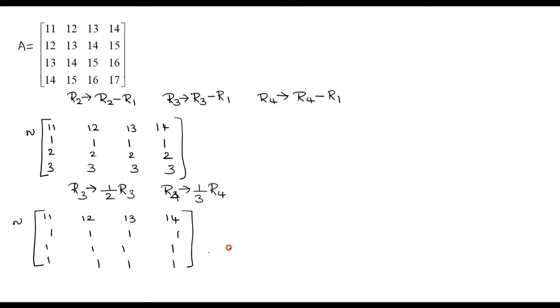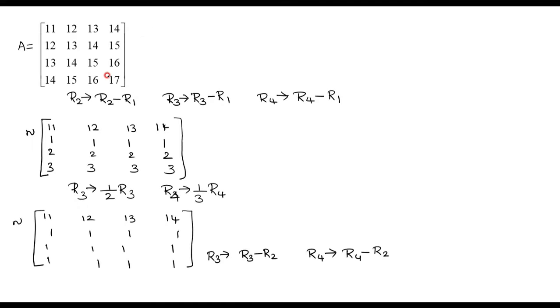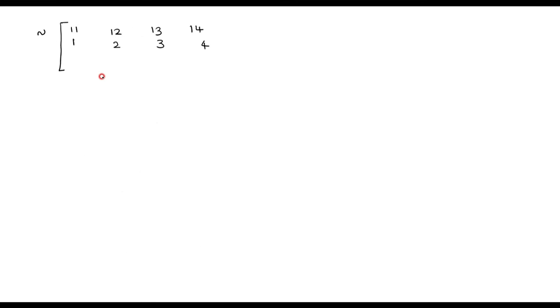We will change R3 and R4 as, R3 changes to R3 minus R2, and R4 will change as R4 minus R2. So we'll get the matrix 11, 12, 13, 14; 1, 2, 3, 4; and the remaining rows are zeros.